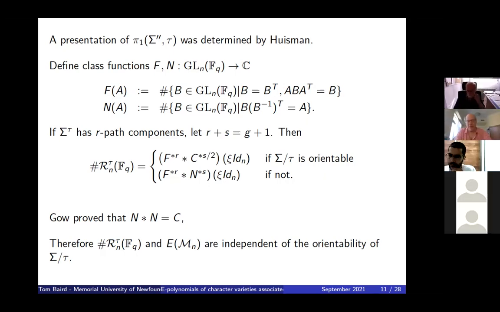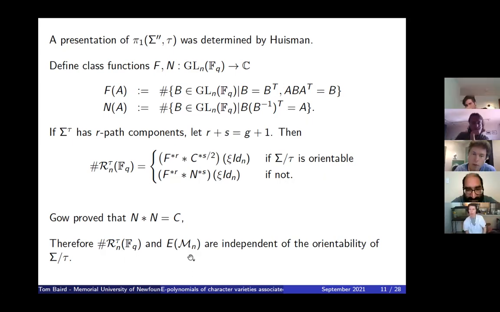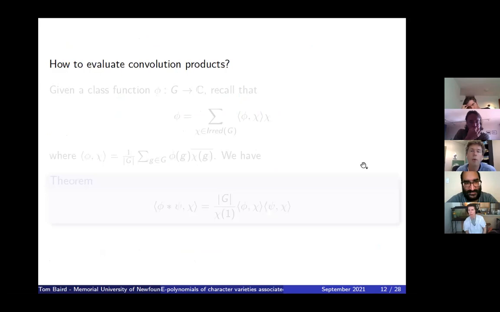You can show the Betti numbers are not in agreement, but somehow this special Euler characteristic, this E-polynomial, is independent. All right, very good. Now, how do we evaluate convolution products of functions? It's all nice to have this formula, but can I actually calculate anything?